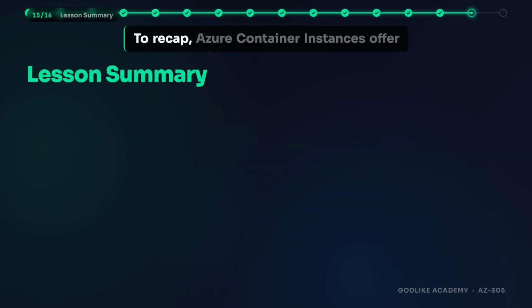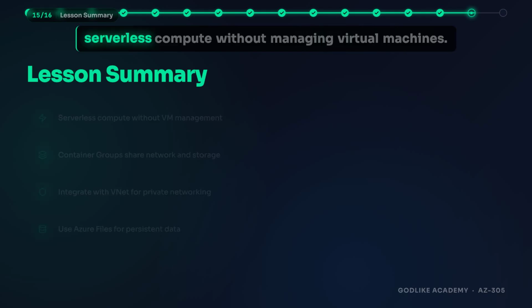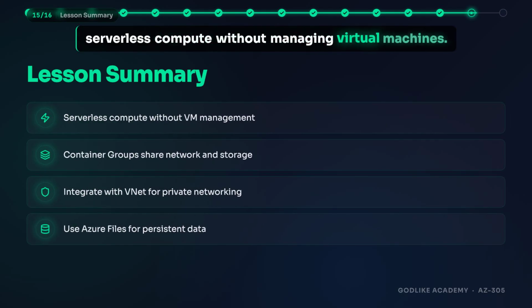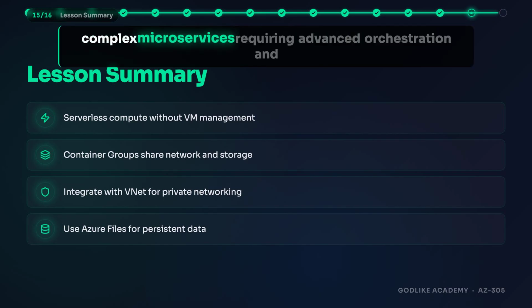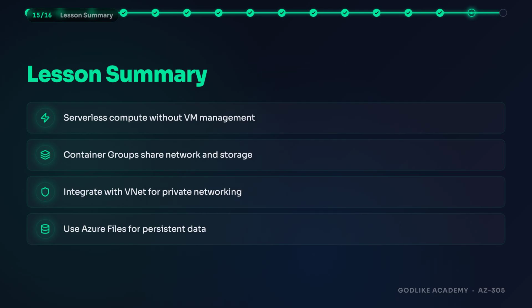To recap, Azure Container Instances offer serverless compute without managing virtual machines. Container groups serve as the top-level resource, enabling shared networks and storage for grouped containers. You can integrate VNet connectivity for secure access and mount Azure Files for persistent data storage. Use ACI for bursty workloads or batch processing, while reserving AKS for complex microservices requiring advanced orchestration and stateful capabilities.